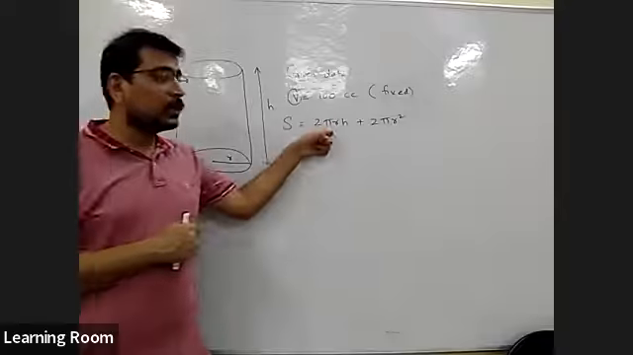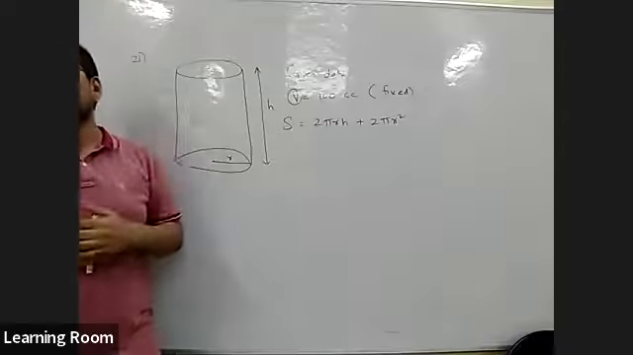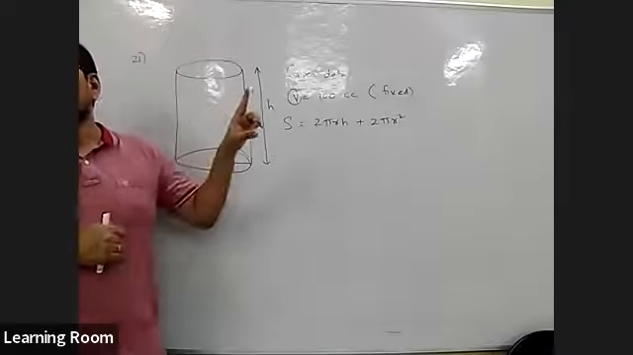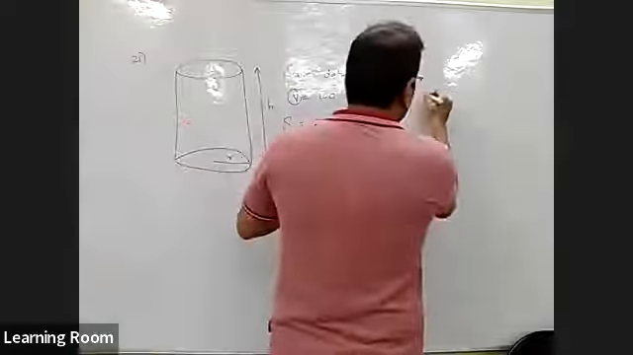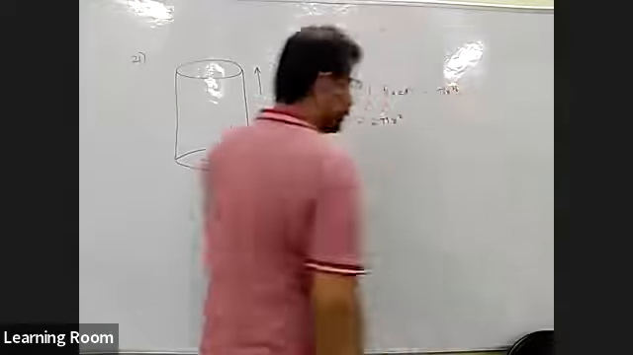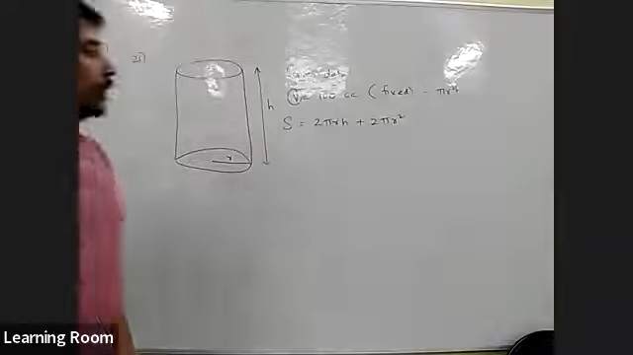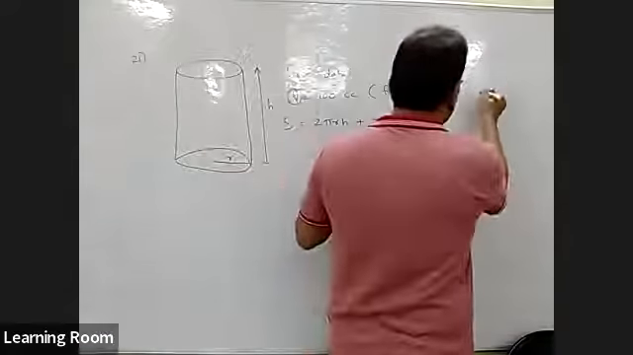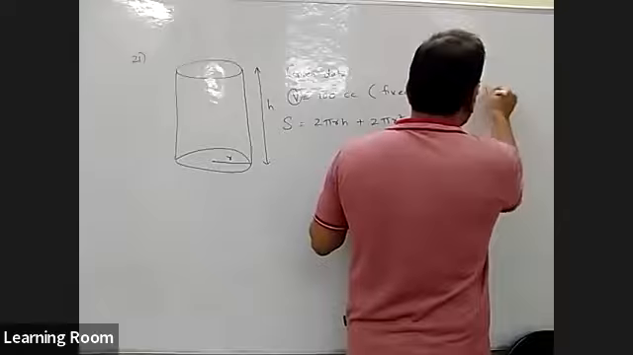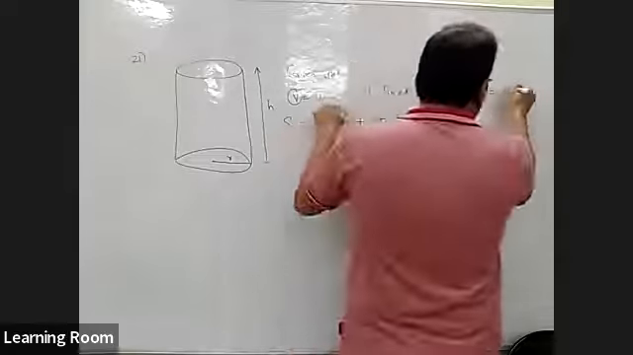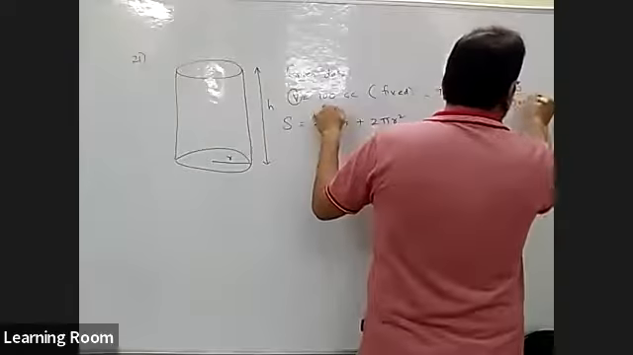So how will you convert it to a function of one variable? For that, where will you take the help from? You will take the help from the given data. So what you should do is, this is equal to pi r square h. Correct? Or I can write h is equal to 100 divided by pi r square. Accepted?